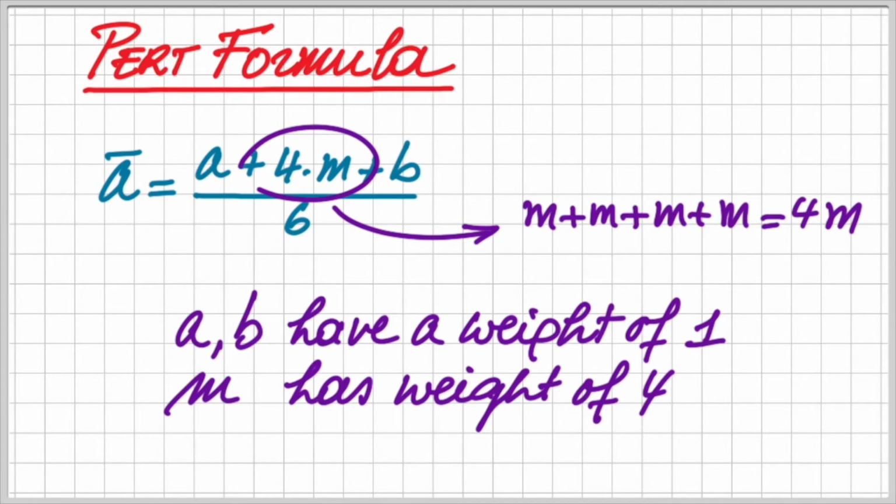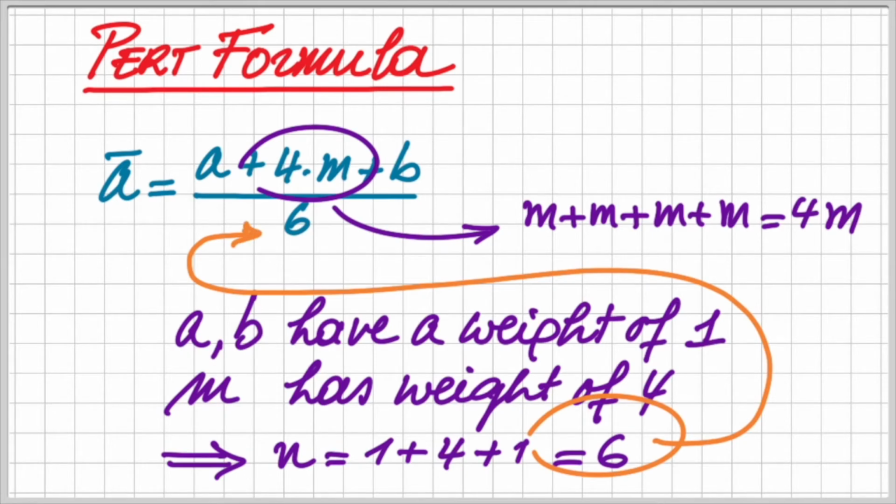And when we look at the total numbers that we have, we say that n is equal to 1 plus 4 plus 1. So basically, this is equal to 6. And that is why we divide this formula by 6. And that's a typical application of what we call a weighted average.